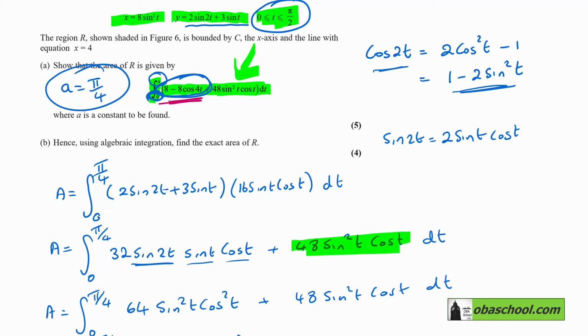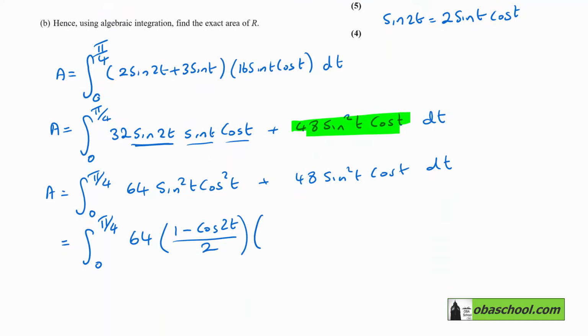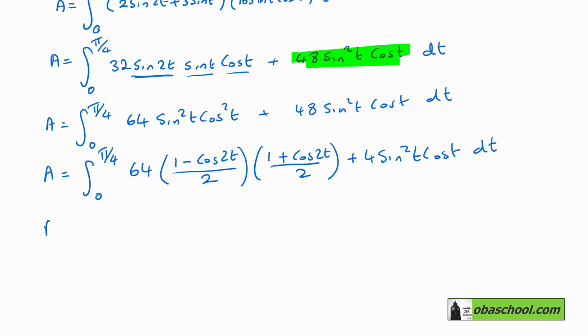Then we have the cos squared t, and we can see that the 1 goes over here, cos 2t plus 1 divided by 2. So that's going to be 1 plus cos 2t divided by 2. And then we've got the 48 sine squared t cos t dt. So integral 0 to pi by 4.